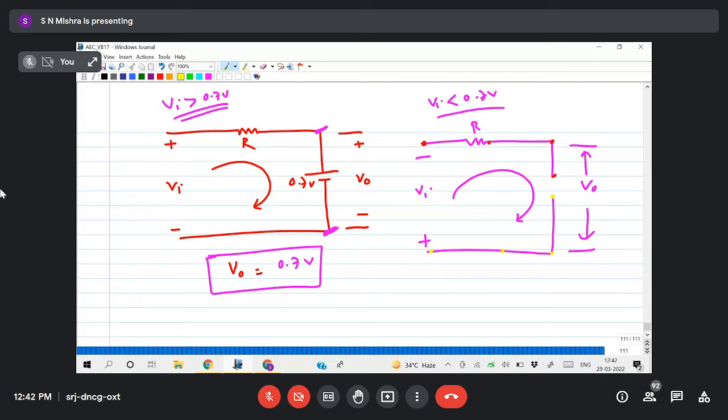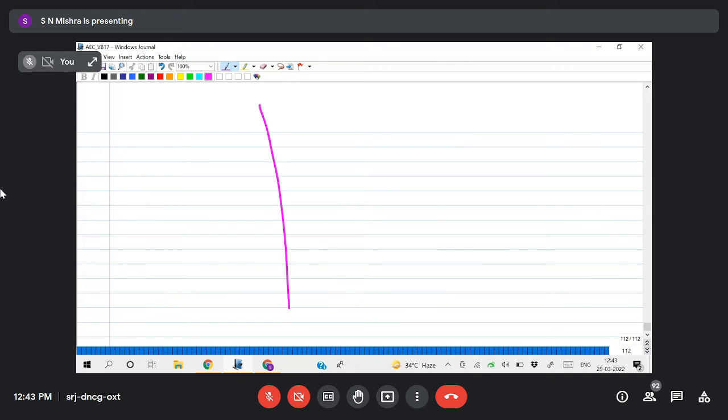Vi. So output equals input, or you can apply KVL: minus Vi, then across the resistor I is 0, so the drop is 0, here plus minus V naught. So minus V naught equals 0... so V naught equals Vi. Okay. So for the positive half cycle, when Vi is greater than 0.7, the output is 0.7. Less than 0.7 means it will change as Vi is changing. Now I will draw the waveform.